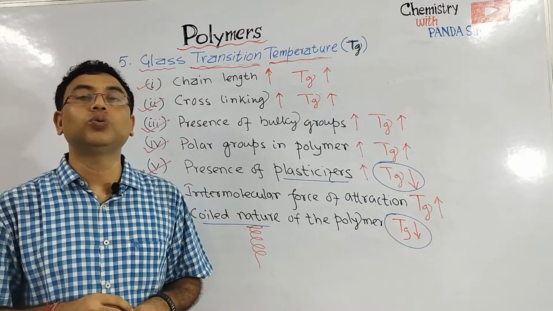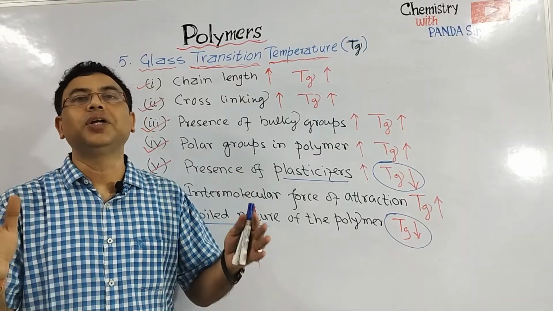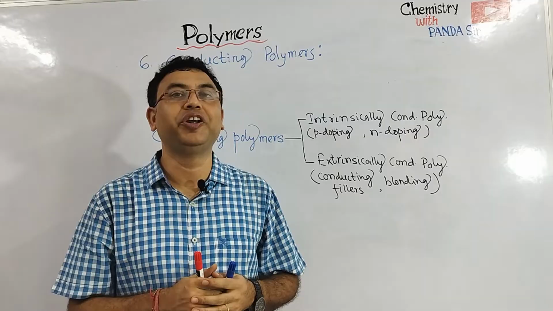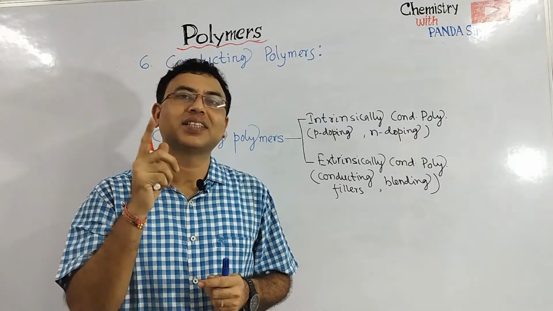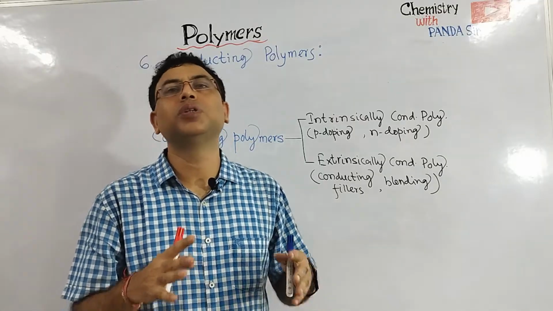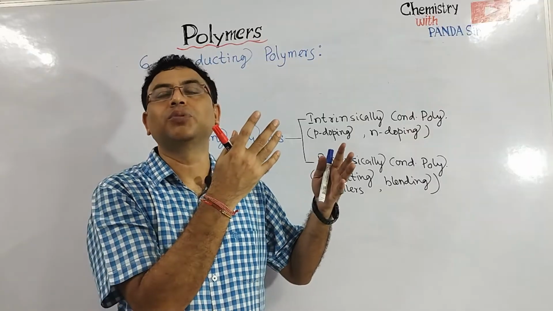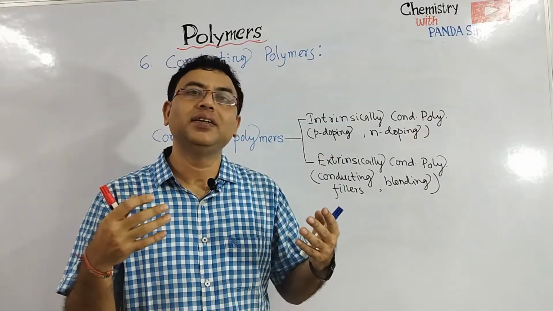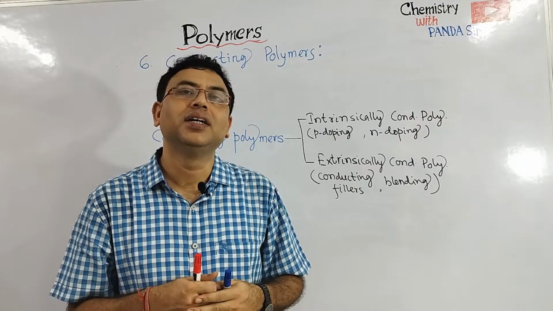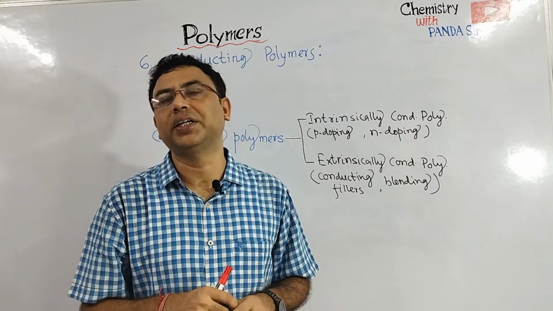Okay, now we go to our last point of discussion very quickly, and that is conducting polymers. This is the last point of this video, which is very crucial. In the present day, conducting polymers find a variety of applications, in sensors, as EMI shielding, like magnetic shielding. A lot of applications we find in conducting polymers.